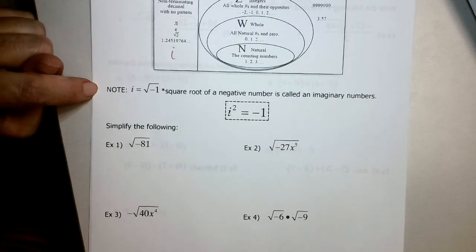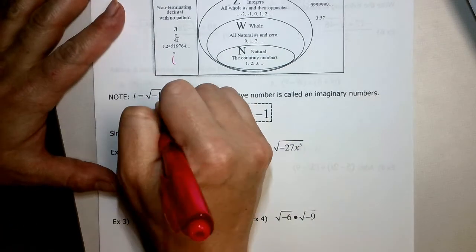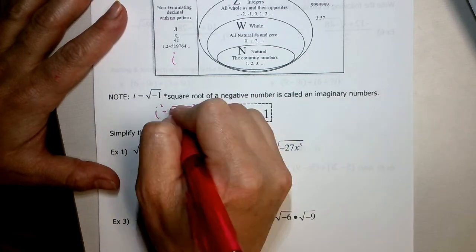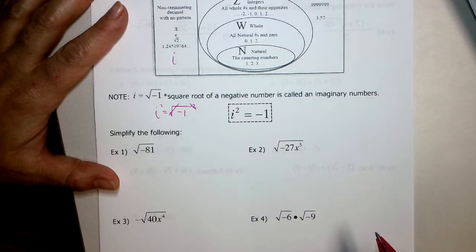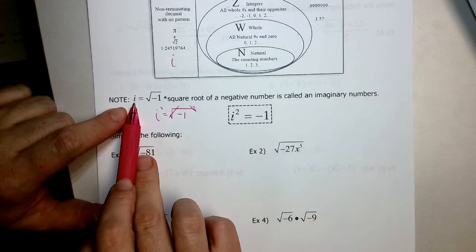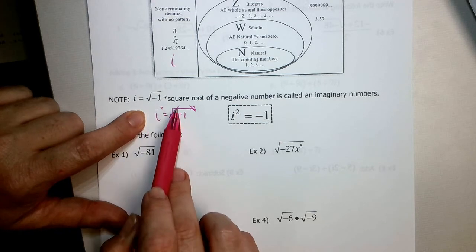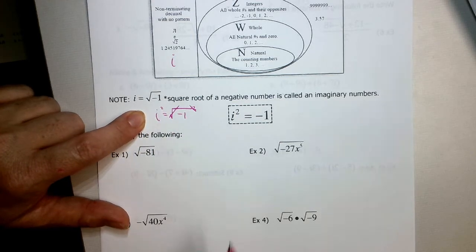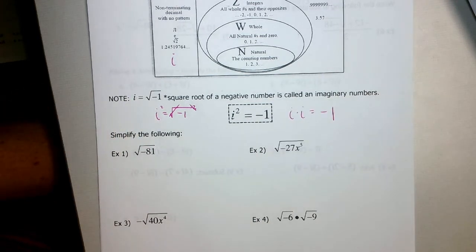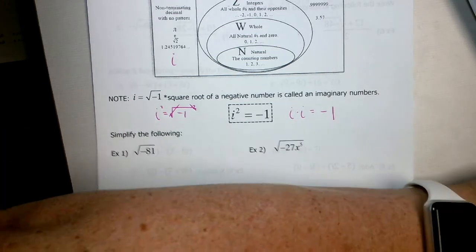But note, i equals the square root of negative 1, yes? Okay, so I want you to realize if I have i equals the square root of negative 1 and I square both sides, then I have i squared equals negative 1, because the square root and the squared cancel each other. So i squared is the same as i times i. So anytime you're multiplying i times i, what does it equal? It equals negative 1.